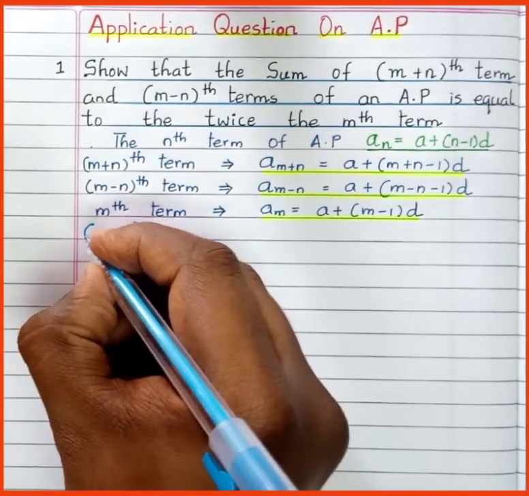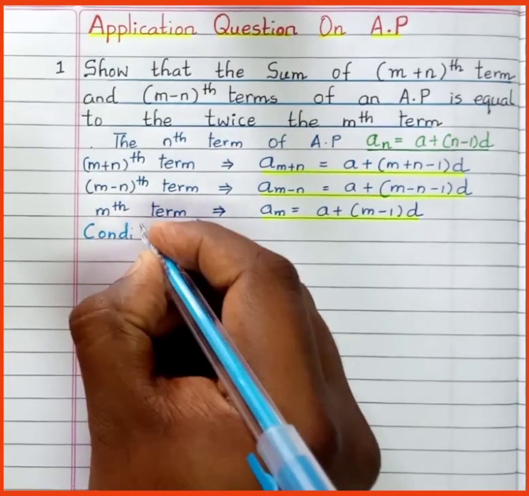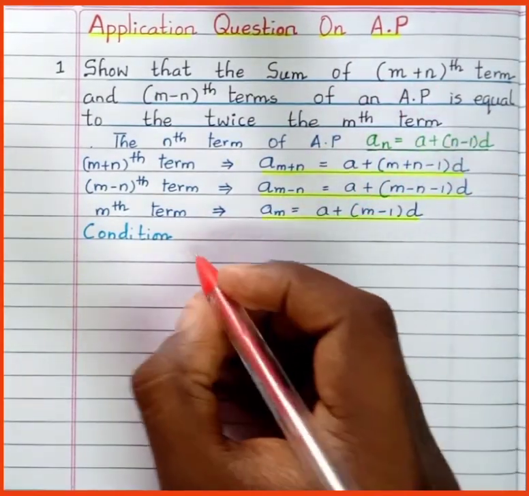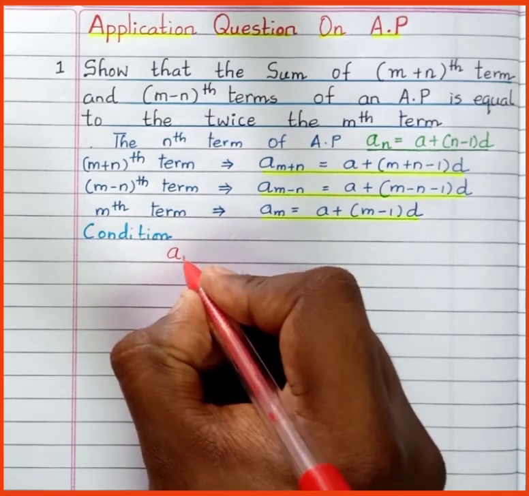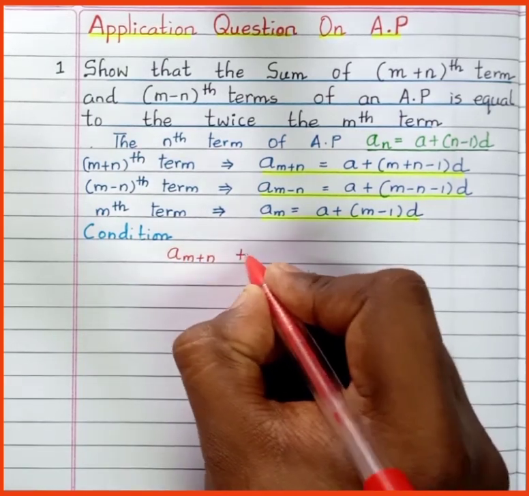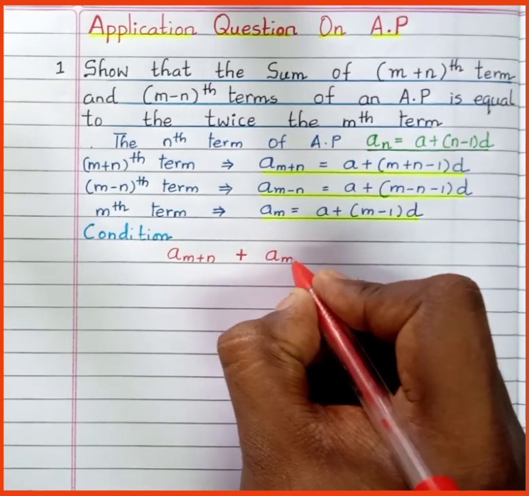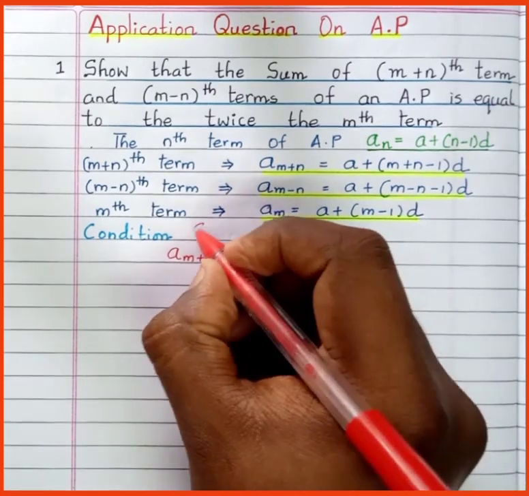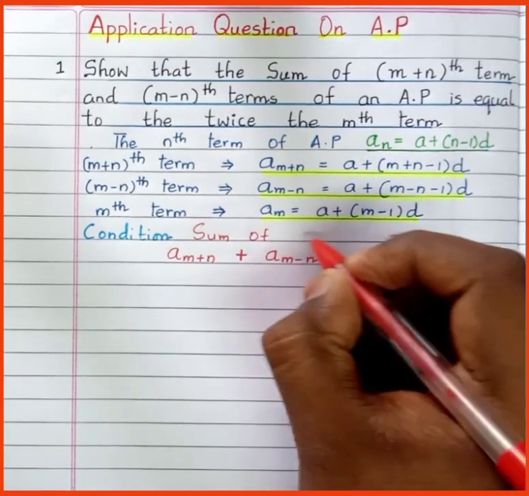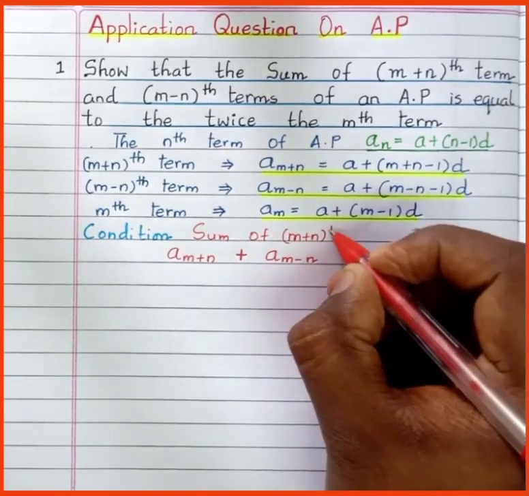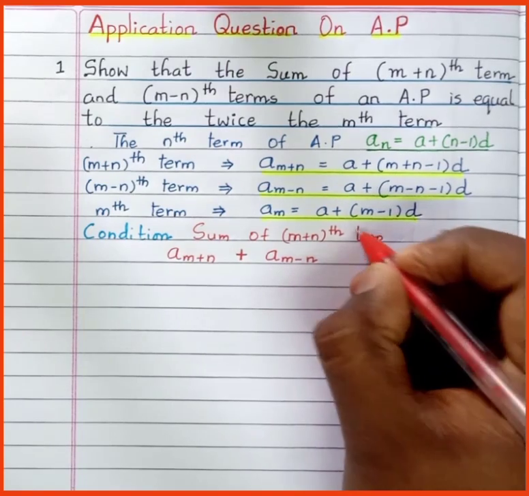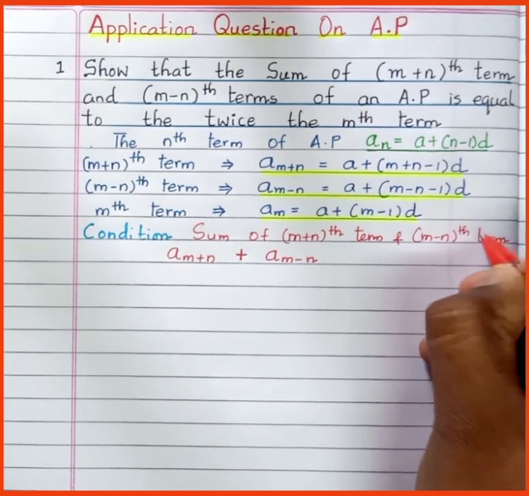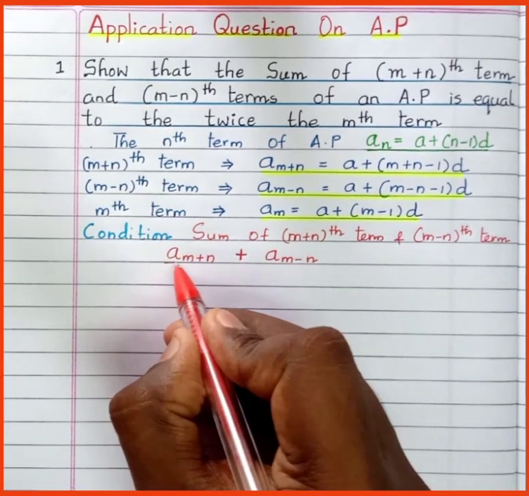In the question, if you read again, the condition is the sum of the m plus nth term and m minus nth term. We should show that the sum of the m plus nth term and m minus nth term is equal to twice the mth term. That is, a of m plus n plus a of m minus n. Now, what do we need to do? Just write down the value of a of m plus n and the m minus nth term value.